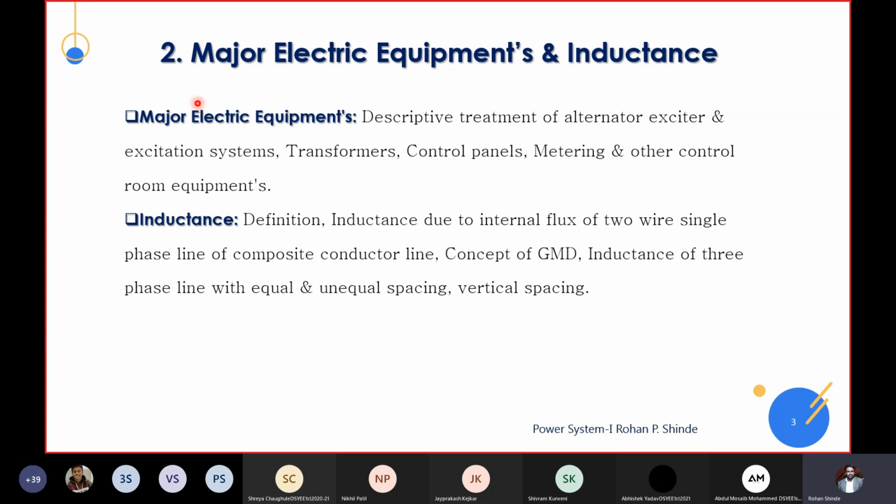Okay, so this is the syllabus of unit number 2. Now, in your practical, second practical is nothing but descriptive treatment of alternator and excitation system. That means in your practical number 2 there is a study of excitation system of alternator. Okay, now we will directly start the excitation system.